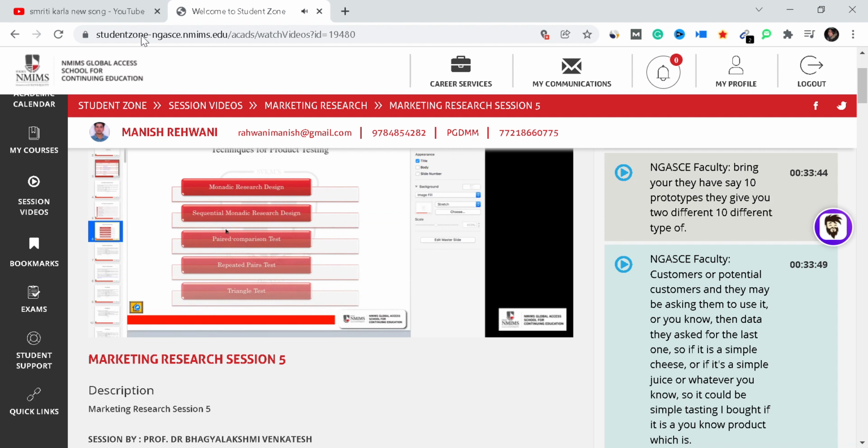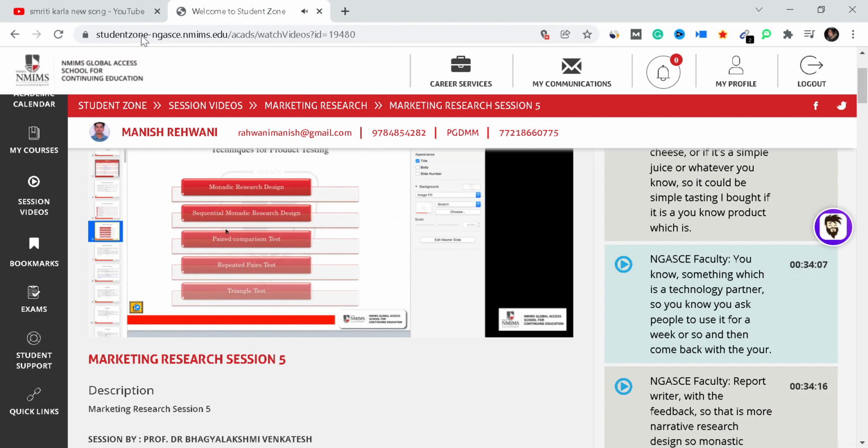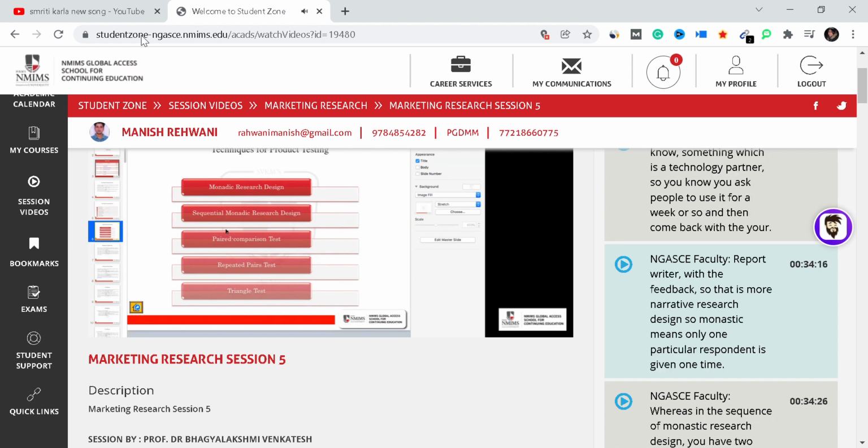If it is a simple cheese or a simple juice or whatever, it could be a simple taste test. What if it is a product which is something like a technology product? So you ask people to use it for a week or so, and then come back with your report, right, with the feedback. So that is monadic research design. Monadic means only one particular respondent is given one prototype.